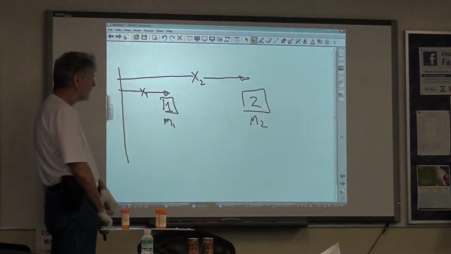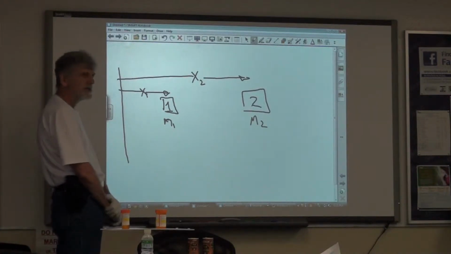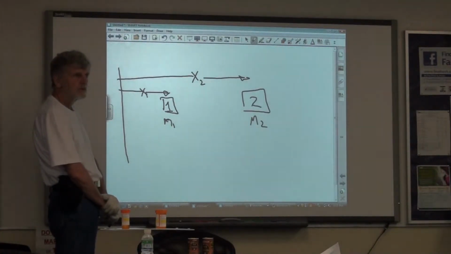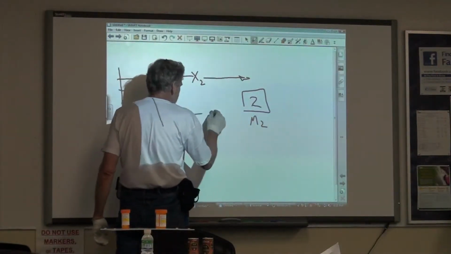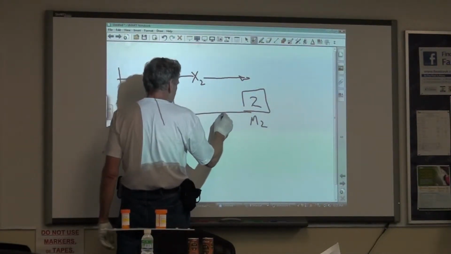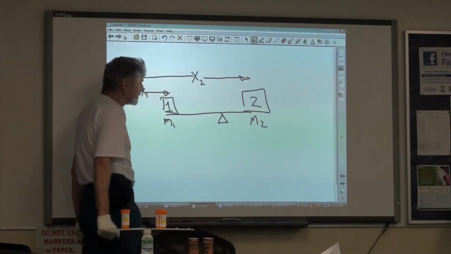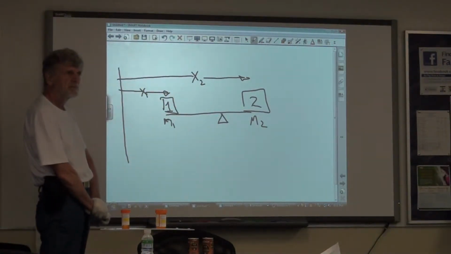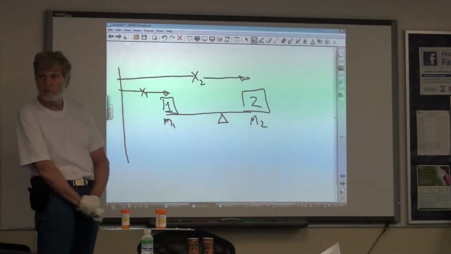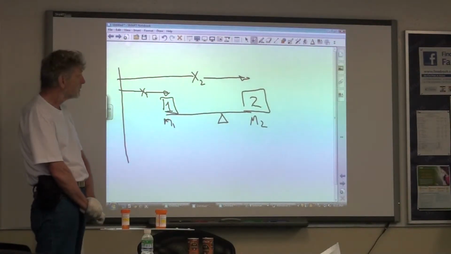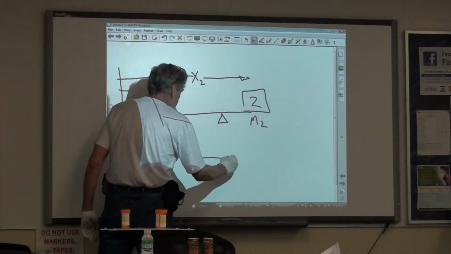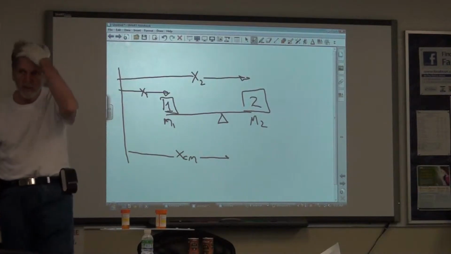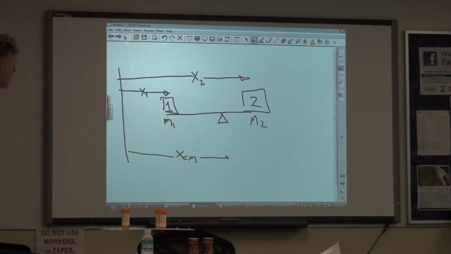Now, I'm going to indicate that there's a special point in the middle, which is called the center of mass. And that special point has the property that if you put a fulcrum here, the two will balance, like a seesaw. That point is called xcm. It's the distance of the center of mass out from the axis, from the measuring point.